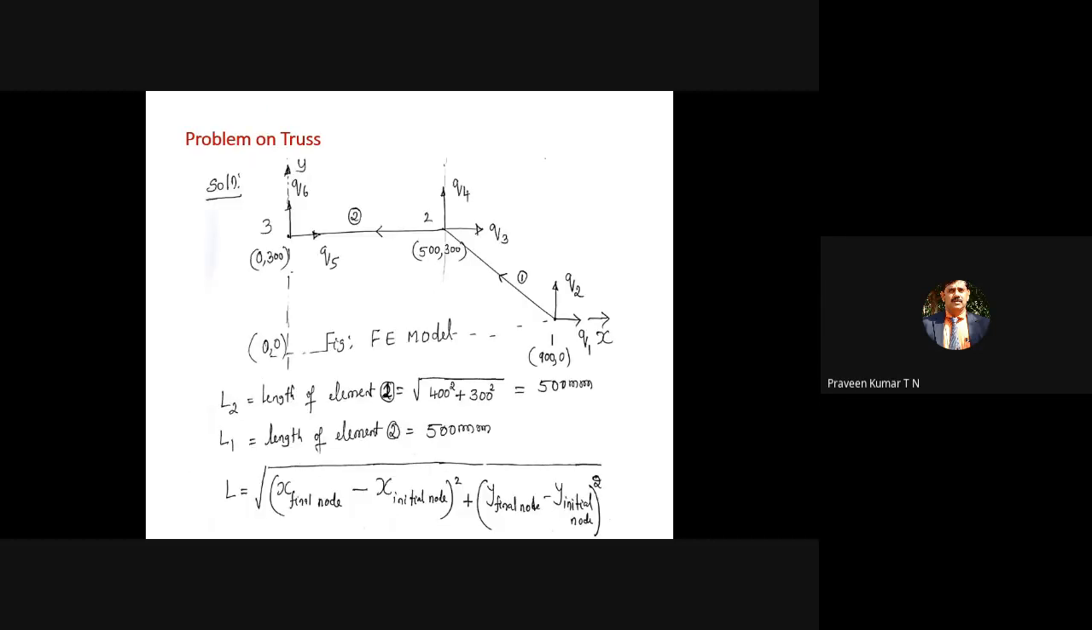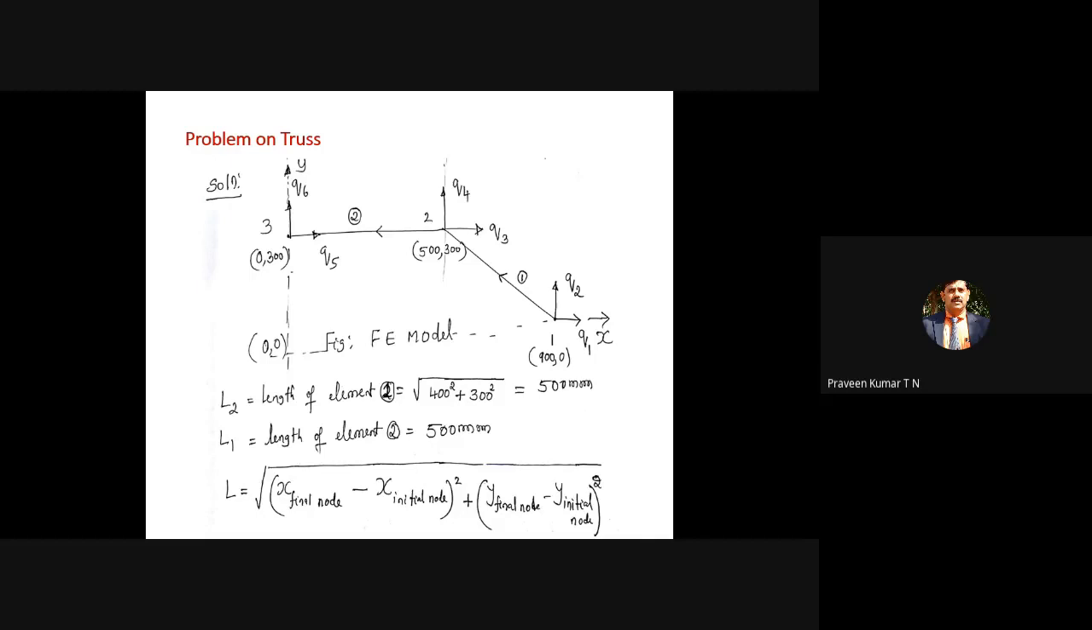In a similar way, this is L1 and this is L2. So this is the formula. But if you know the coordinate points, we can also get the length. But in this case, they have given the dimensions straight away, and by using a trigonometric concept you can find out the length of element 1. If only the coordinate positions of node 1 and node 2 are given, then also we can find out the length of the element.